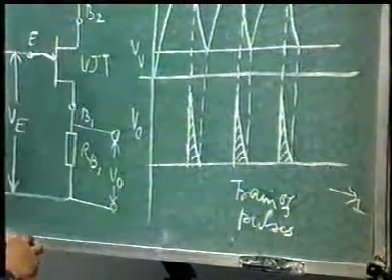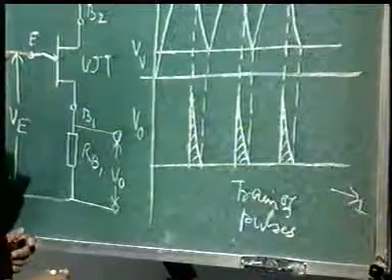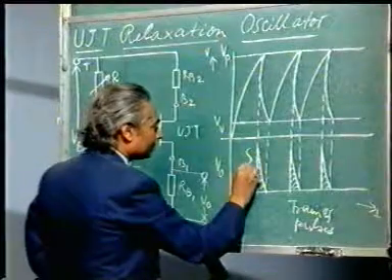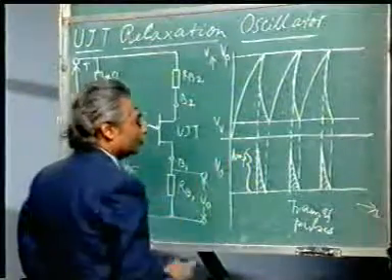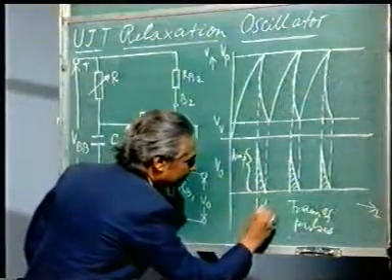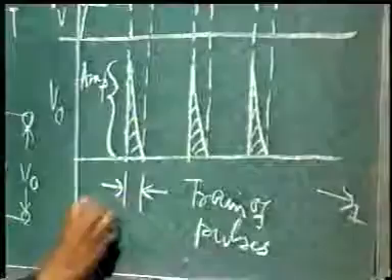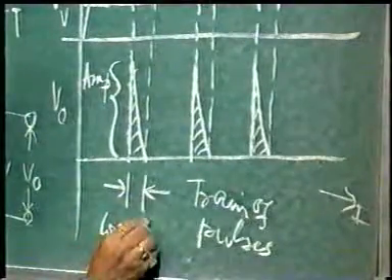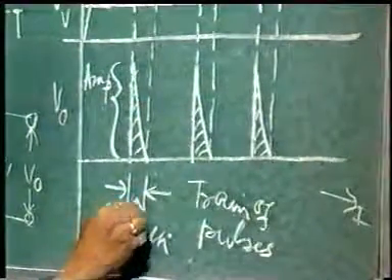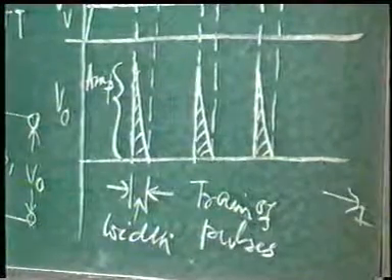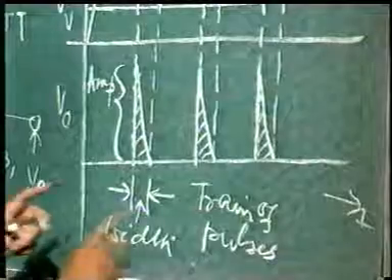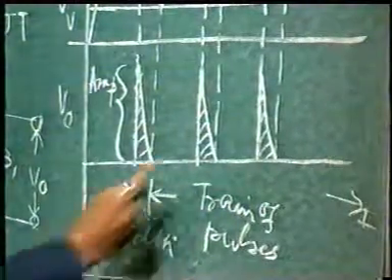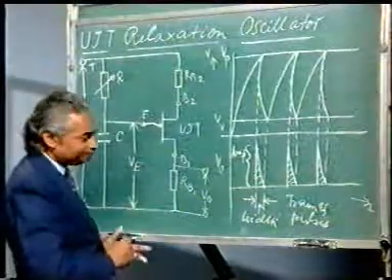Train of pulses. And here two things are very important. One is the amplitude of the pulse, and the other thing is its width, the pulse width. So you have one pulse, second pulse, third pulse and so on. It is a continuous process. That means we have a train of pulses as output across B1.